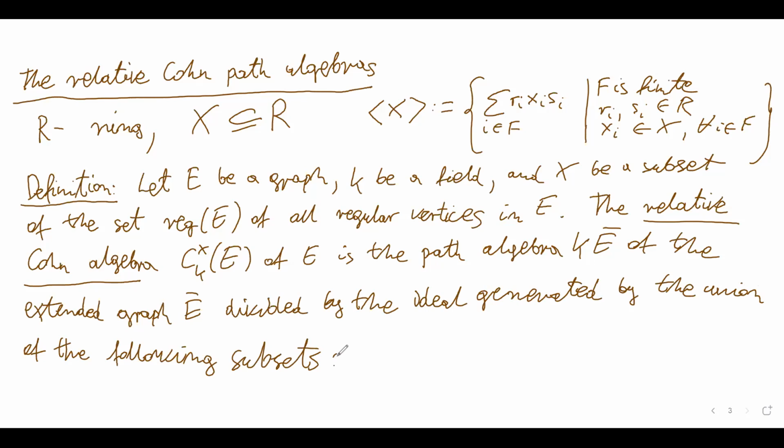Okay, now let me go to a new page. So the first subset is the following. It's chi E star times chi F minus the Kronecker delta E comma F times chi T of E. And we take all such expressions. So E, F is an arbitrary pair of edges. So we do it for all pairs of edges, okay?